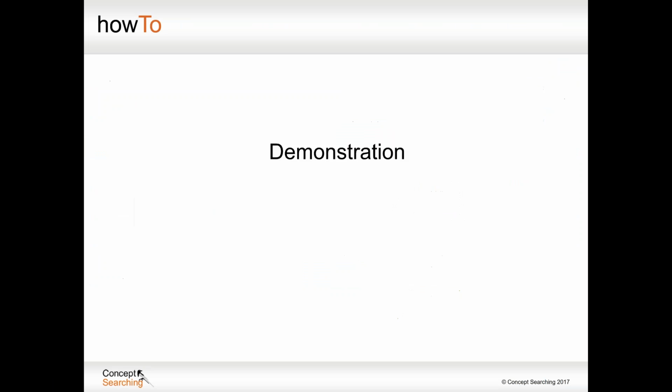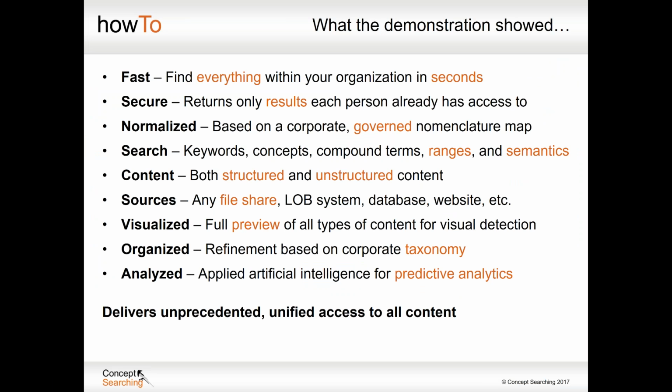So let me switch back to the PowerPoint and talk about what I just demonstrated. It showed that it's fast. We found everything in seconds, and the queries against the index are very, very fast. It's based on a graph database. Securely returned only the results that I had access to. Normalized, so a governed nomenclature map that's governed across all of your content sources. I did searches for ranges, semantics, some keywords, showing both structured and unstructured content.